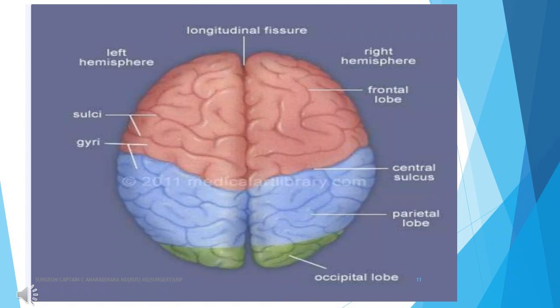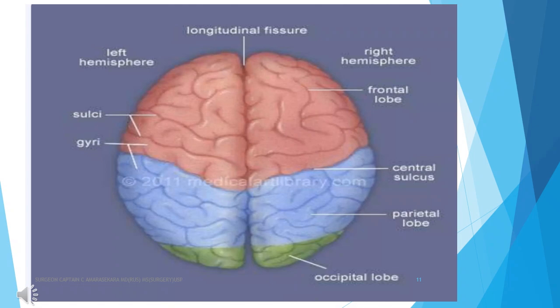Let's not forget the gyri and sulci. These folds aren't random. They reflect cortical specialization. For instance, superior frontal gyrus works in memory and attention. Supramarginal and angular gyri, language comprehension and reading. Calcarine sulcus, which is in occipital lobe, primary visual cortex.